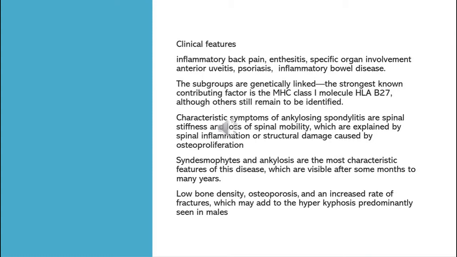One of the key features is called enthesitis. Now the enthesis is where a ligament or a tendon inserts to a bone, and that becomes very painful in AS. You can also get organ involvement. It can involve the eyes, the skin and the bowels.